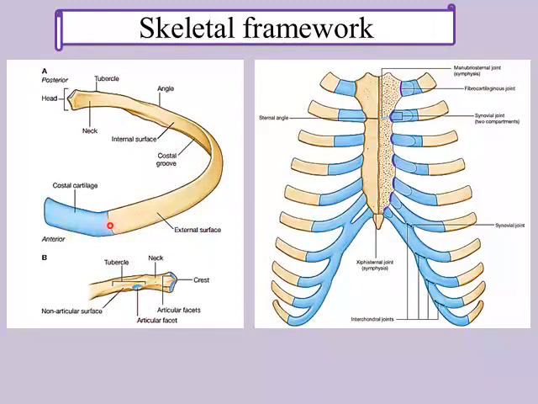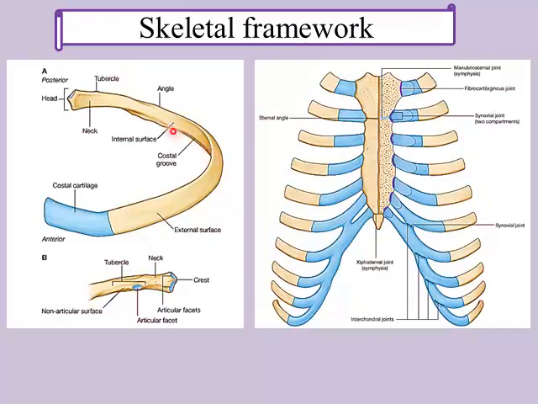This is the anterior end of the rib and this is posterior. Posteriorly, we will find the head followed by the neck and tubercle. Then the shaft that faces outward. On its inner surface, there is a costal groove.